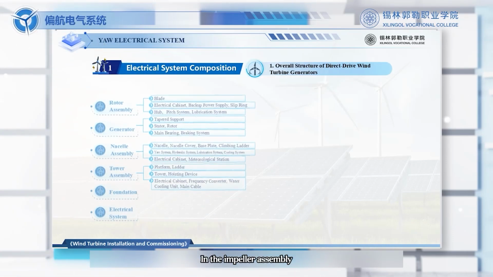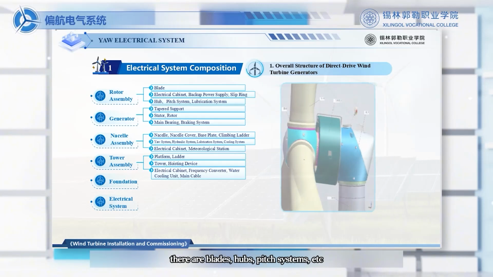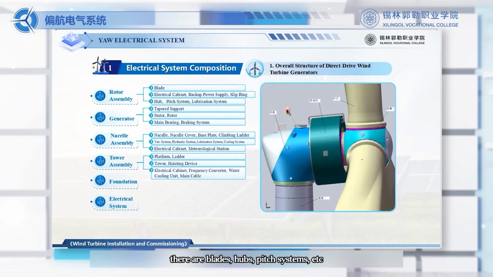In the impeller assembly, there are blades, heads, pitch systems, etc. In the generator section, there are electronic components, rotors, braking systems, etc. The cabin assembly includes yaw systems, electrical cabinets, weather stations, etc. In the tower assembly, there are ladders, towers, frequency converters, etc.